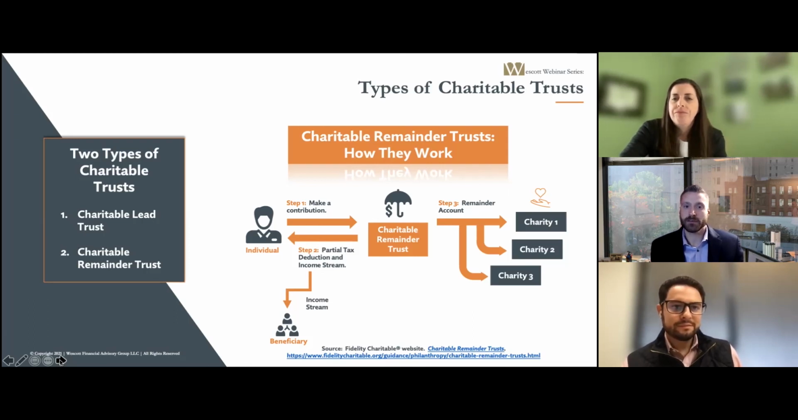So at the time of the creation of the trust, the donor names one or more charities that are going to receive the remaining trust assets. They can be either public charities or private foundations. So you'll notice that there is more flexibility here with the charities than the donor advised fund that Susan discussed earlier. And when the trust term is up, the remaining assets are distributed to the charitable beneficiary.